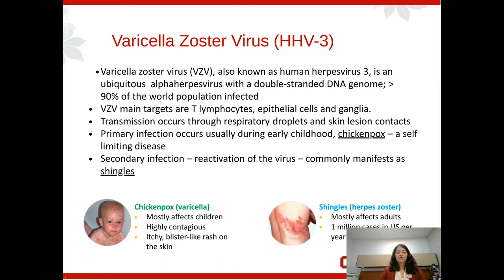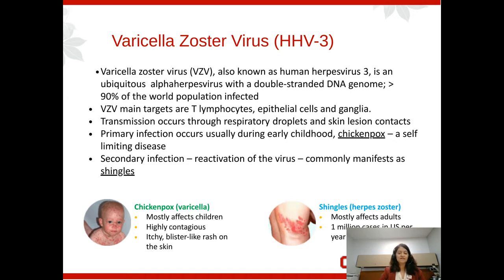So just getting more into the VZV, we know it's human herpes virus 3. We know it's a very ubiquitous virus because a large number of people are infected with it. In fact, greater than 90% of the world population is infected. We talked about it being a double-stranded DNA genome virus. So it targets the T lymphocytes, epithelial cells, and then likes to stay latent in the ganglia, in the sensory ganglion. And transmission occurs through respiratory droplets or direct contact with skin lesions.